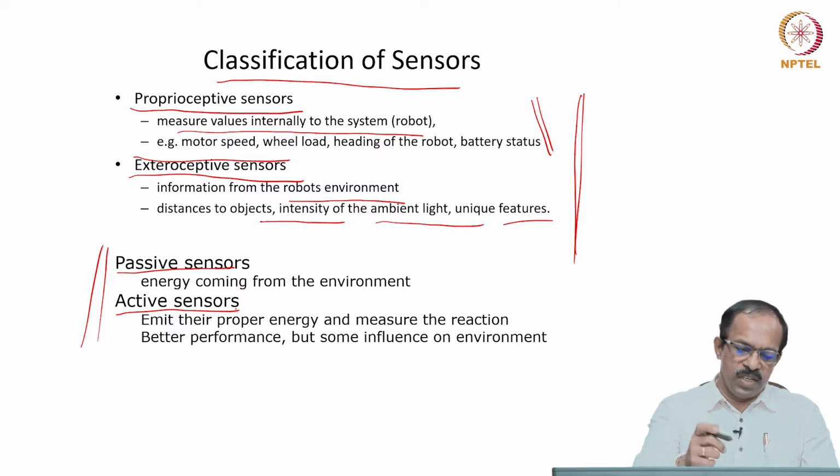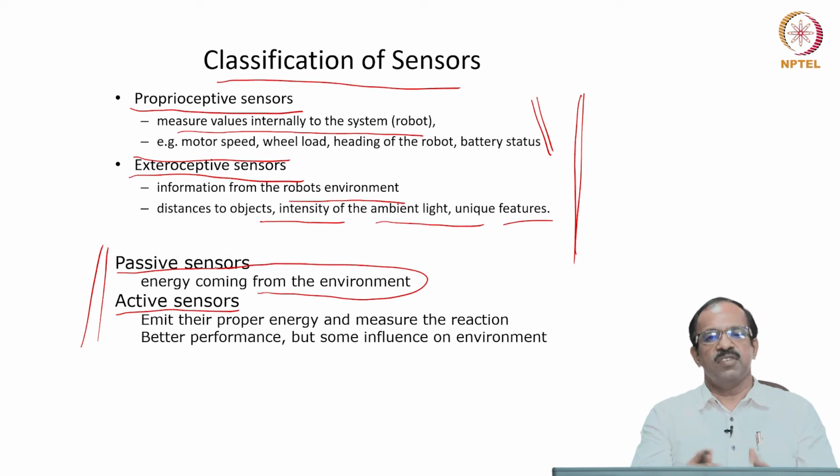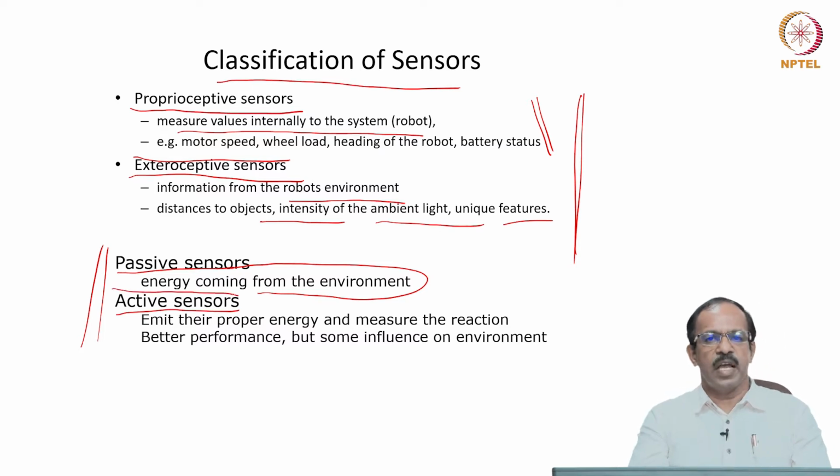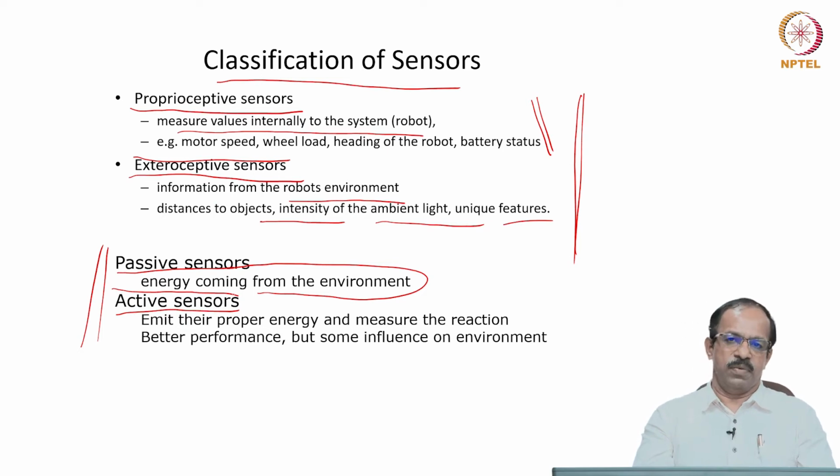So, in passive sensors, the energy is coming from the environment. The sensor does not have any energy source; the energy is coming from the environment. In the other case, the active sensors, the sensor emits its energy and then uses that to collect the information. So the difference between these two is that one is emitting energy and then using that to collect the information, the other one is just getting the energy from the environment and using that for collecting the information.